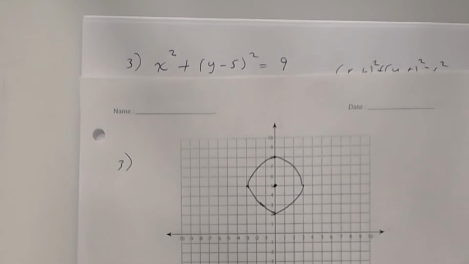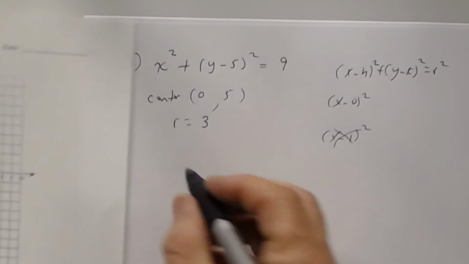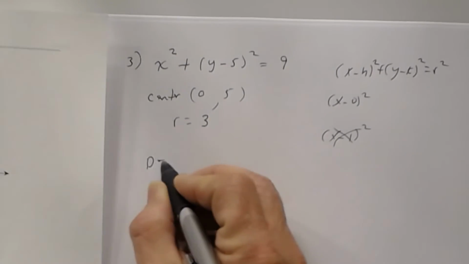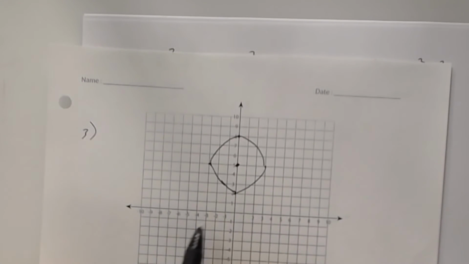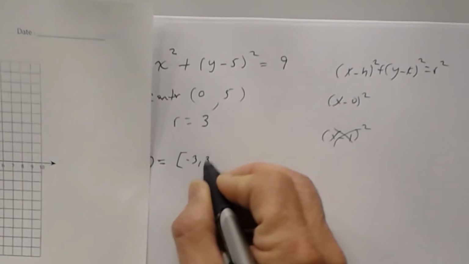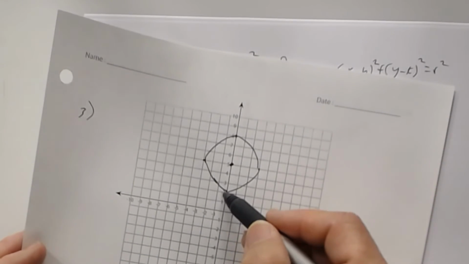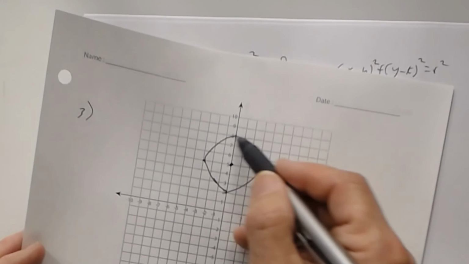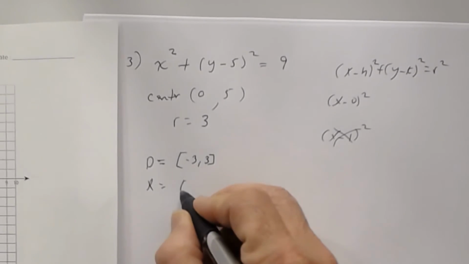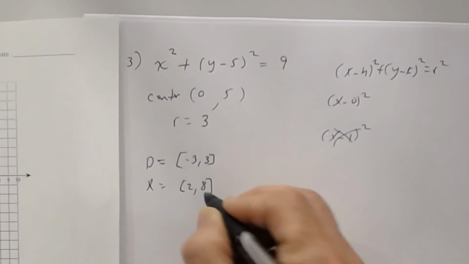Now, let's talk about the domain of this circle. The domain equals bracket. From where, guys? Negative 3 to 3. Very good. For the range, you go from bottom up. The lowest point, what's that y value right here? 2. All the way to what y value? 8. So 2 to 8.